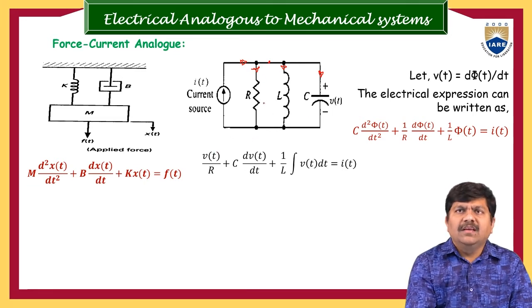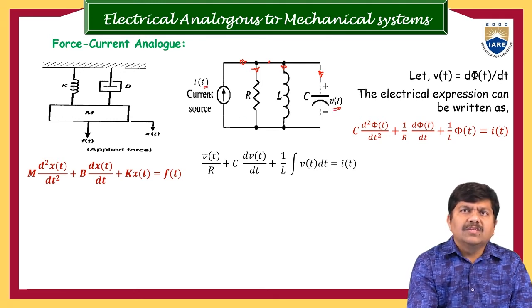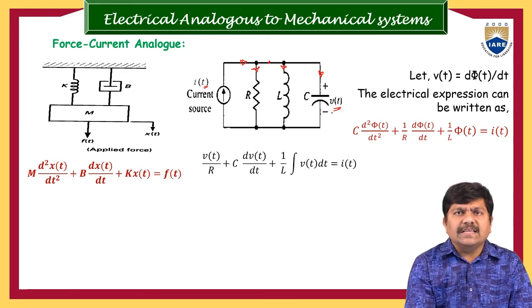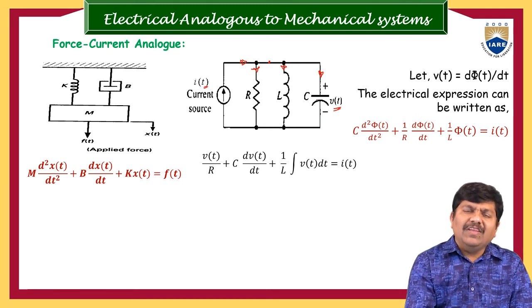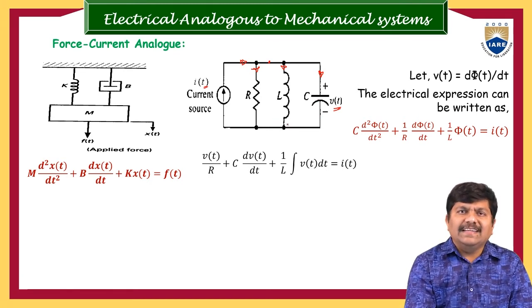Through this resistance, now this is the voltage across the capacitor, assumed as V of t, because this is the response and this is the source, that is the cause. So I of t is the input, and V of t is assumed as the output. The voltage across the capacitor is the voltage across the inductor, is the voltage across the resistor, because these three are connected in parallel to each other.